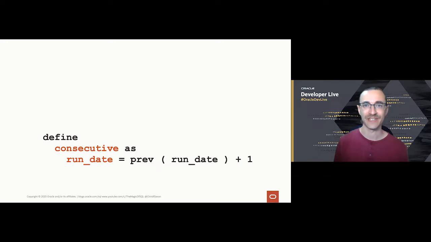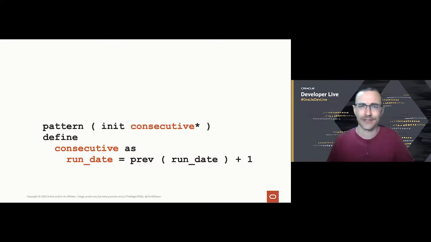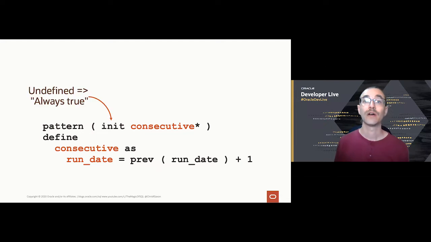So my pattern here is init consecutive star. Hang on. Some of you are probably looking at this and going, hang on, what's this init thing? I can see what consecutive means, so I've explained that, but init, that's not listed anywhere else in what I've defined. I've not defined it, what gives? Well, you can create any pattern variable on the fly in the pattern clause, and if they're not listed in the define clause, they are always true. So they match any row.